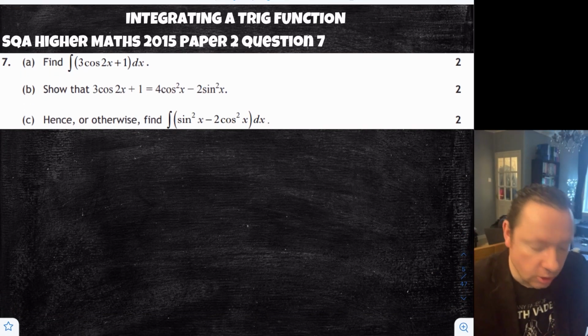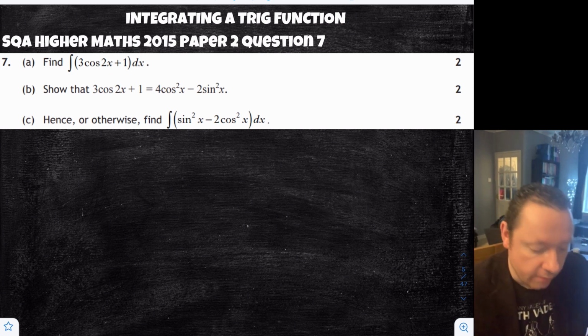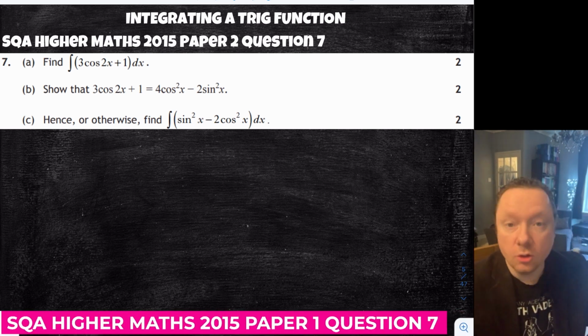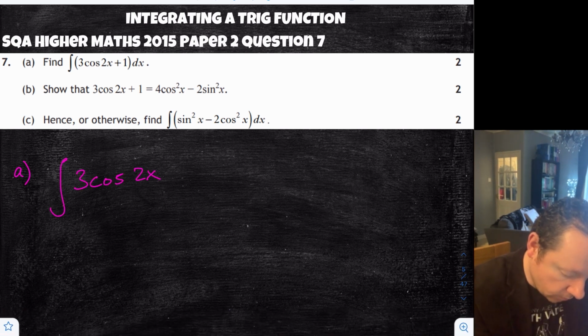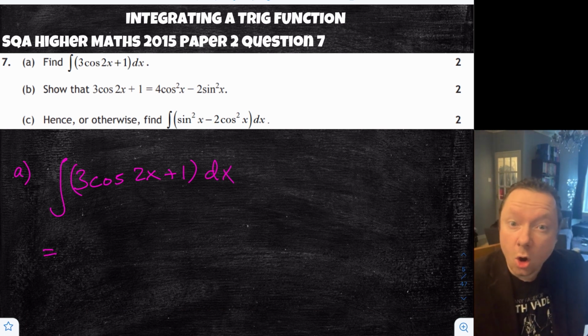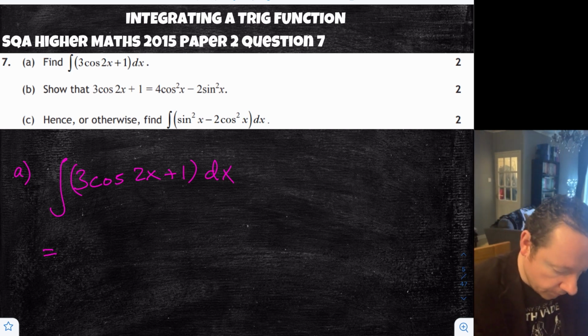Integrating a trig function, which also ties in with the chain rule. So we've got SQA Higher Maths 2015, paper 2, question 7. Part A, find the integral of 3 cos 2x add 1. So we've got the integral of 3 cos 2x plus 1 dx. You don't need to give yourself a headache here. Check the start of the exam paper, it tells you if you integrate cos, you get sine. So I know what that's going to give me, sine. So we've got 3 sine 2x.